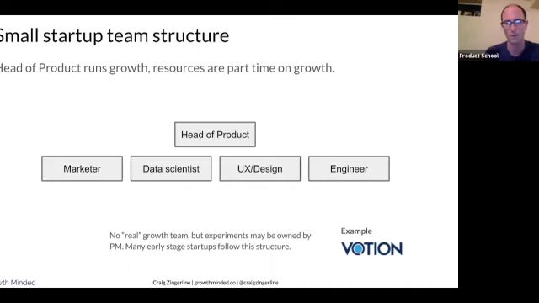One of my companies, Votion, had this really as an example where I was running product and growth, and I had a marketer, and we had a very small team that kind of covered the rest of the ground across the funnel.